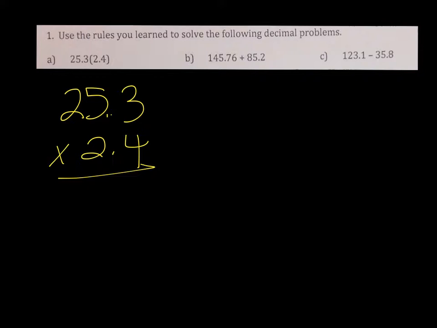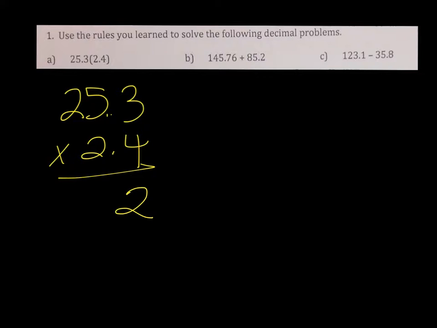We ignore the decimal points. Notice it actually does look like here that the decimals line up. They don't have to line up. That's just a coincidence here. So I'm going to pretend they're not there, and I'm going to multiply like normal. So I'm going to do 4 times 3, and 4 times 3 is 12.